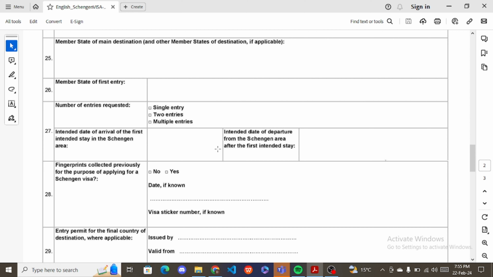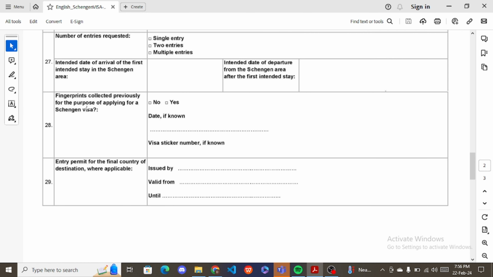Intended date of departure from the Schengen area after the first intended stay. Just write a date. This date should be the date that you actually intend to leave after your graduation. For me, I just wrote a date like 2 or 3 days after I'm supposed to graduate, because my master's program is for a year. So I gave 2 or 3 days after my 1 year program must have expired, or I must have graduated. That was the date I inputted here. So that's what you should write there.